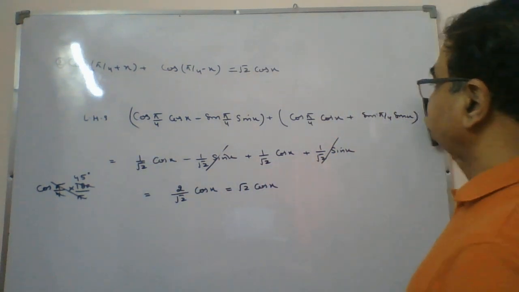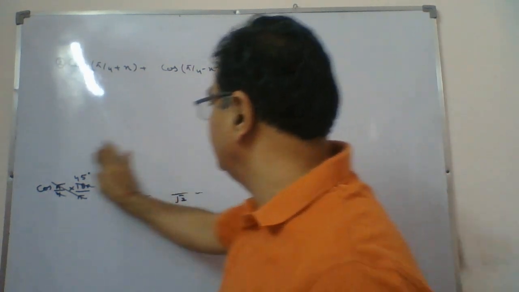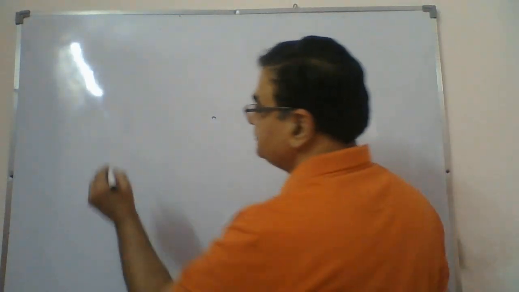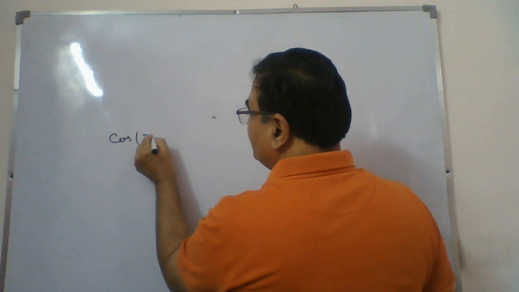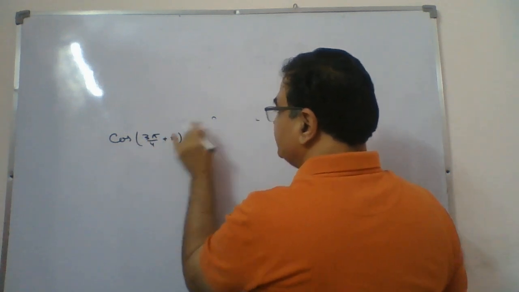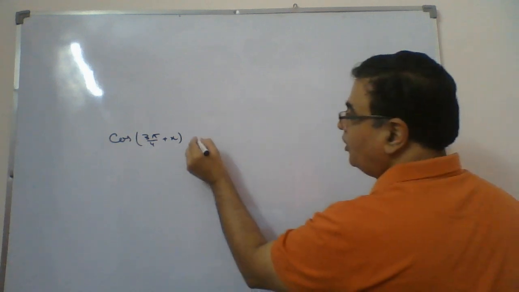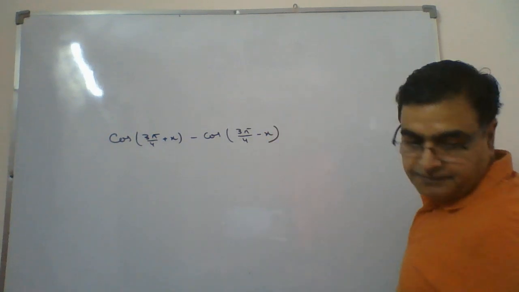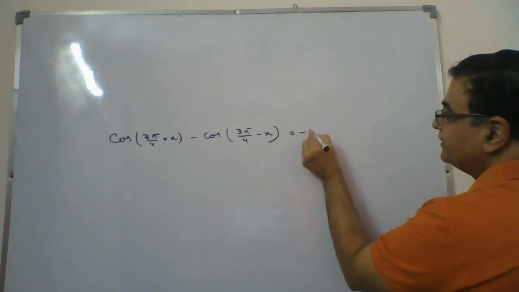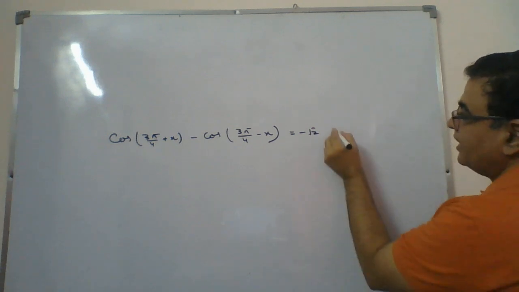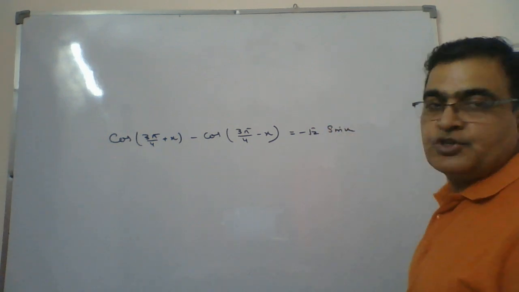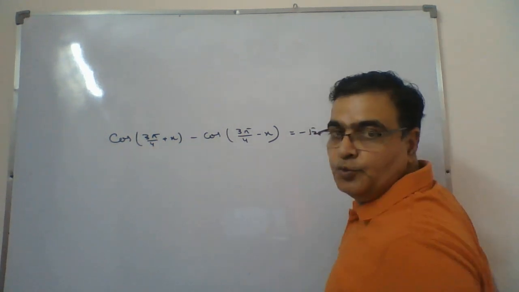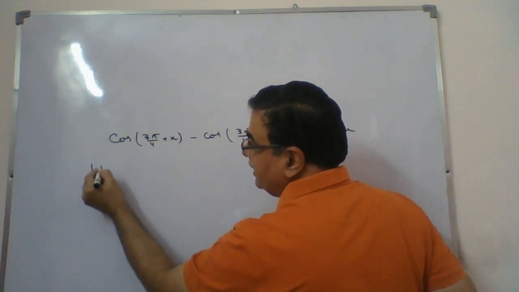Another question we have. This time the question says cos of (3 pi by 4 plus x) minus cos(3 pi by 4 minus x) comes out to be minus root 2 sine of x. This is the question we have. Cos(A plus B), this is cos(A minus B), and we want this result to be done. Again, cos(A plus B), left hand side we'll start.